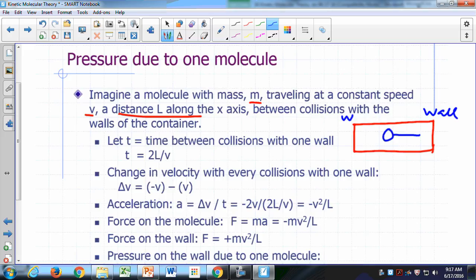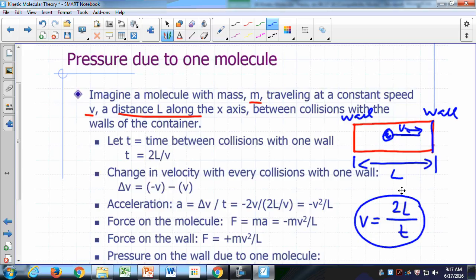So here's a wall here, here's a wall here, and your molecule is moving at the speed v, going that way, okay? Here's your molecule. It collides with the wall over here, and it travels a distance L from one wall to the other, so the round trip distance is 2L. So if the speed is v, round trip distance is 2L, divided by the time it takes to make that round trip, then v is 2L over the time it takes to make the round trip. So the time between collisions with one wall, let's just rearrange this, solve for t, would be 2L divided by v, okay?